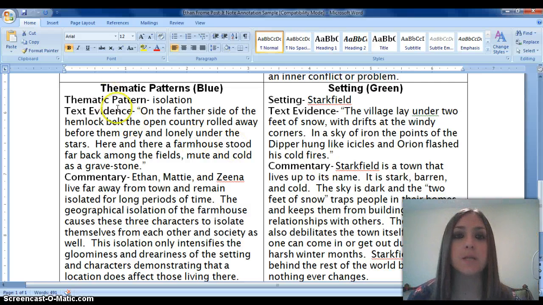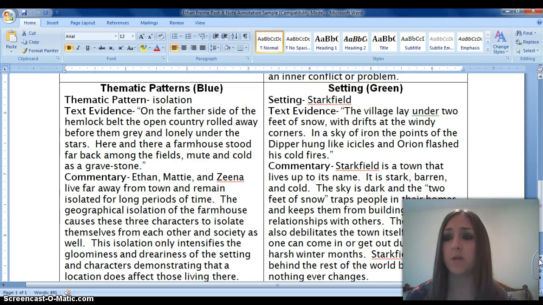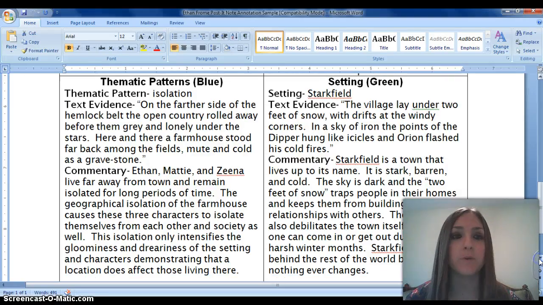I was really nice and gave you the thematic patterns on your summer assignment sheet. So really you just had to pick the ones that you wanted to use, and those are the only ones that you had to provide evidence for. So you had to do 3 of those. So for example, the first thematic pattern is isolation.